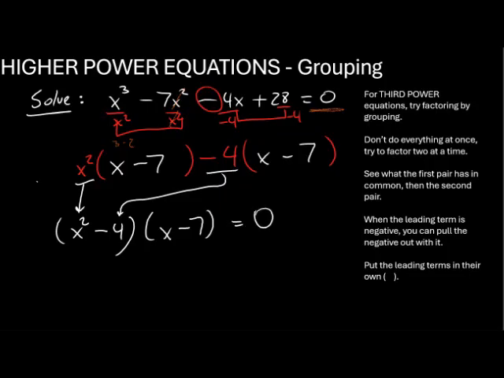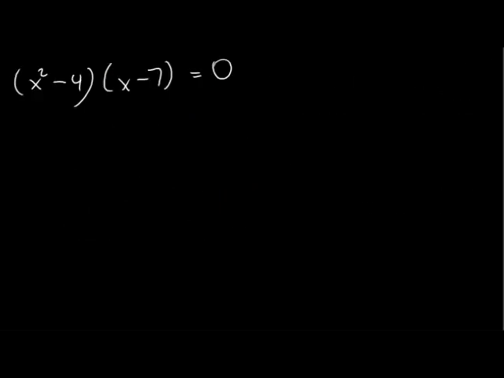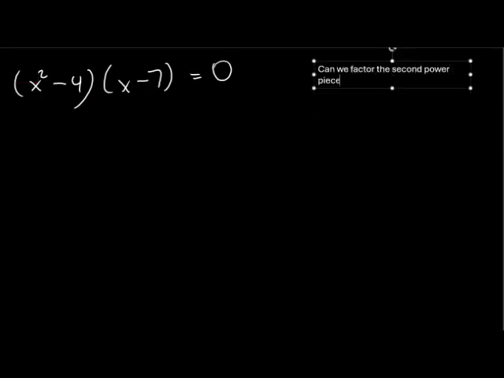Now that we have this, let's see if we can factor any further. After our first factoring step, we have gone from a third power equation to a second power and first power equation. Let's now look at the second power piece and think about if we can factor this any further. You may notice that the second power piece has a perfect square in both positions. And since we have a negative in between them, this is a difference of squares, and we can use our special difference of squares formula.